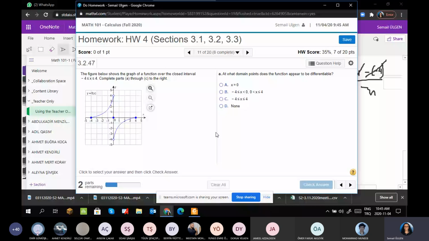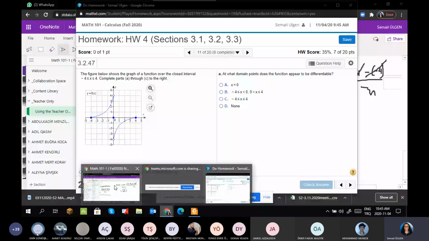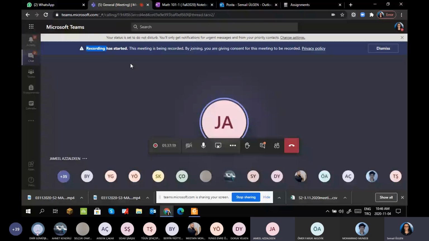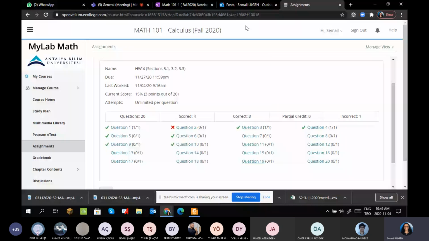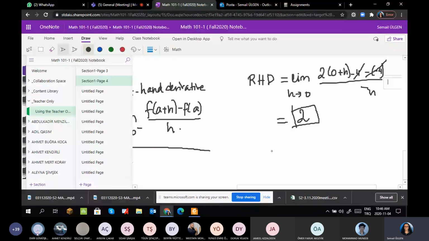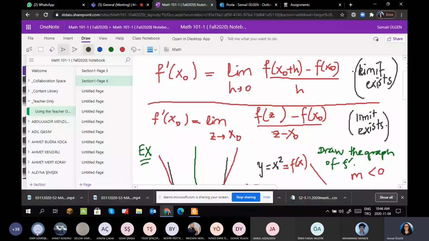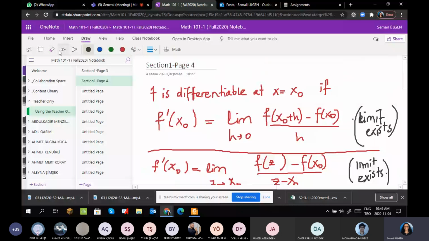Any questions so far? Okay. How could it be differentiable? How are we going to show that something is differentiable at a point? Is that the question, Jamil? Yeah. Okay, let's use the same thing. Let's show that y equals x squared is differentiable at 0. You're going to use this formulation, find the right-hand derivative and left-hand derivative, and if they agree, then you're good.